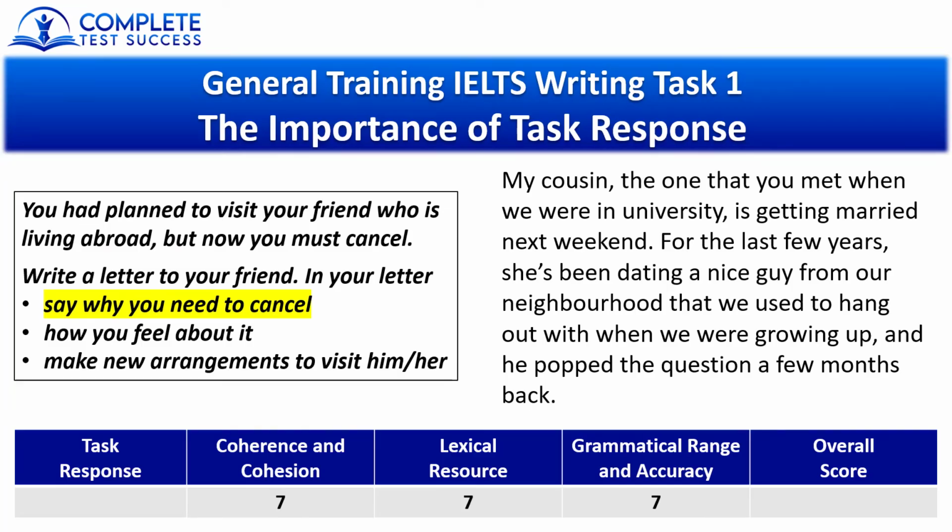So now we're assuming that we're getting a band 5 because this paragraph is not appropriate, but the other paragraphs are okay. But if you were to have 3 paragraphs like this, or even 2 paragraphs like this, that would bring our task response score down to a band 4. So let's just say we had 3 paragraphs that were all inappropriate, just like the one we're looking at here. That would be a task response band 4 and an overall score of 6.